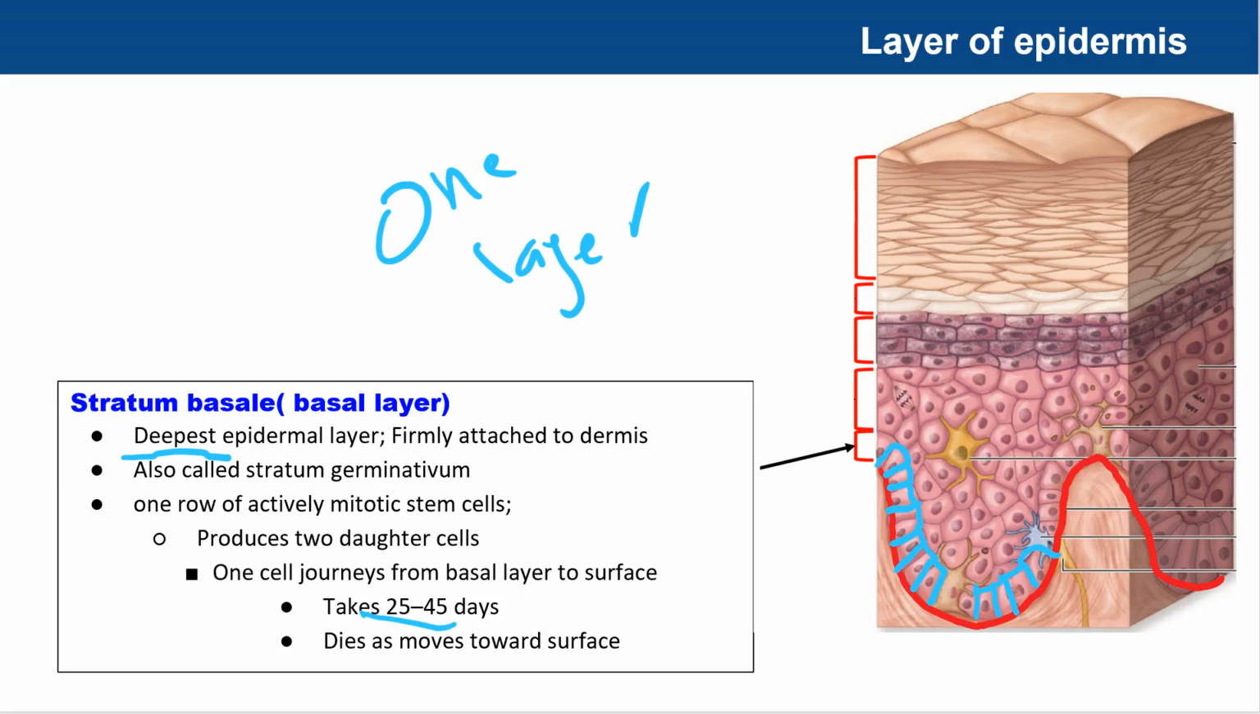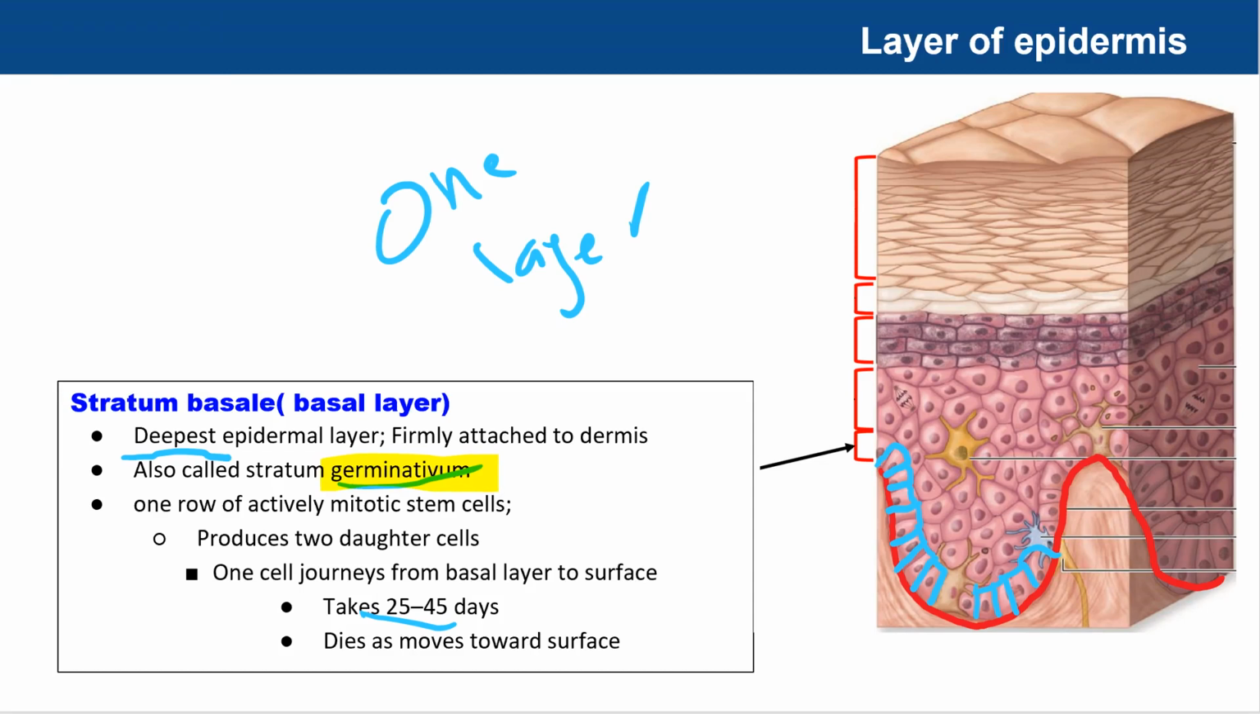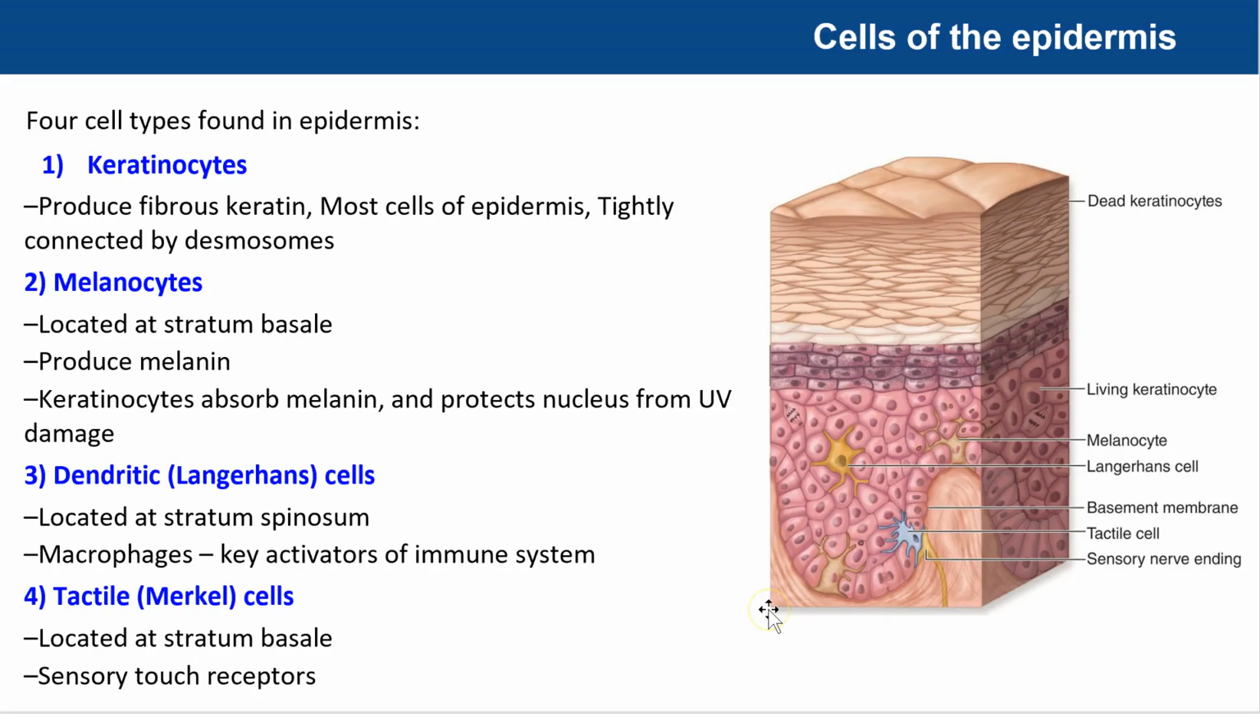The basal layer is also named the stratum germinativum, due to its germinating new cells, or producing new cells. As I mentioned, don't forget, this is one layer of mitotic stem cells. These cells are able to divide and produce exactly similar cells, which is going to be by mitosis.